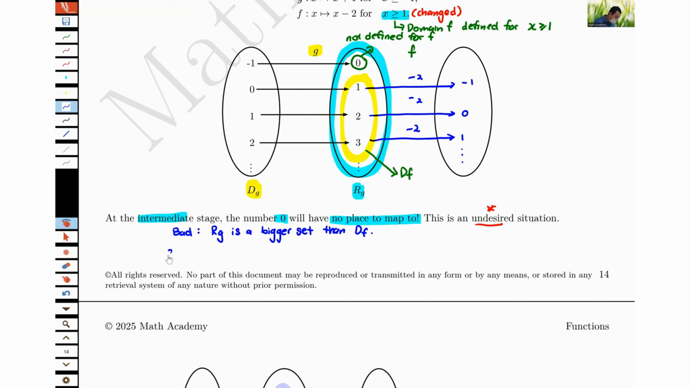So we need to think on the contrary, which is what we will be using throughout this chapter. What is good then? What is good will be the opposite. I want range G to be a smaller or an equal set compared to your domain of F. In terms of set notation, this smaller or equal set, mathematically, you're going to write range G subset domain F.